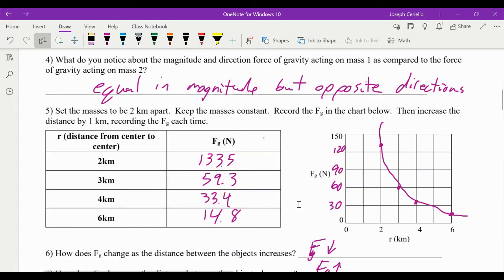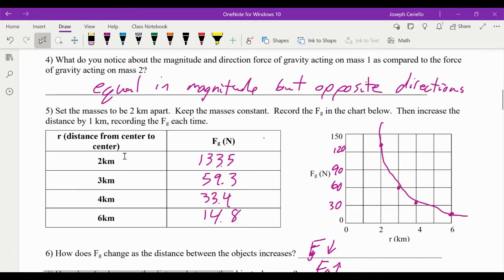So we took some data from the simulation. What we did was we set each mass, I think one of them was 4 billion kilograms and the other one was 2 billion kilograms. We set them 2 meters apart and we started taking data for the force of gravity between the objects. Here is the data we took.